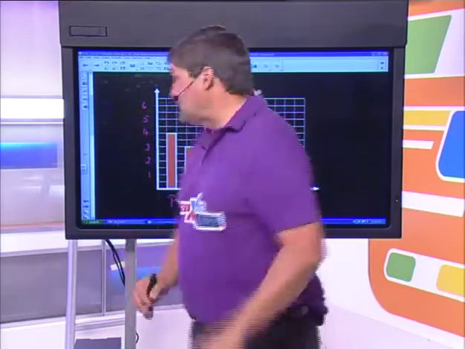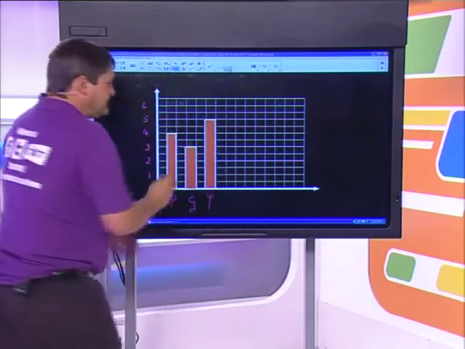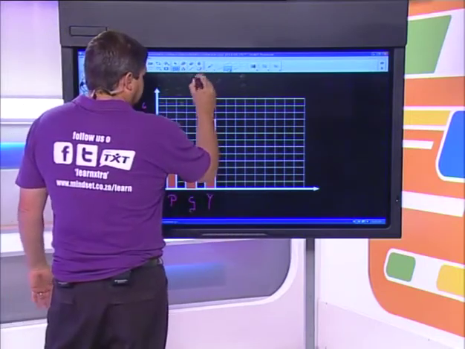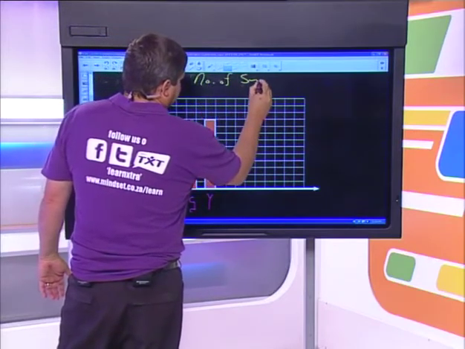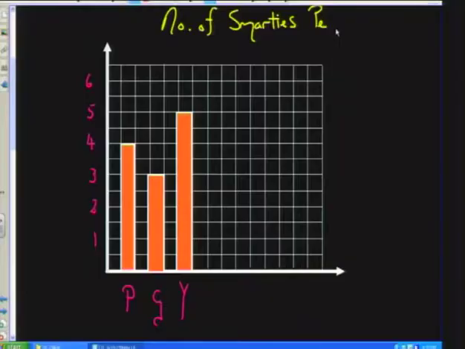When I draw a bar chart, guys, there are certain things I've got to put down. Let's write down what they are. First of all, I have got to give my graph a title. And the title's going to be Pete's Smarties, or the number of Smarties Pete has. Number of Smarties, oh, I'm not allowed to say that word, hey, because we're advertising. Number of nice colored sweets. Okay, number of sweets Pete has.